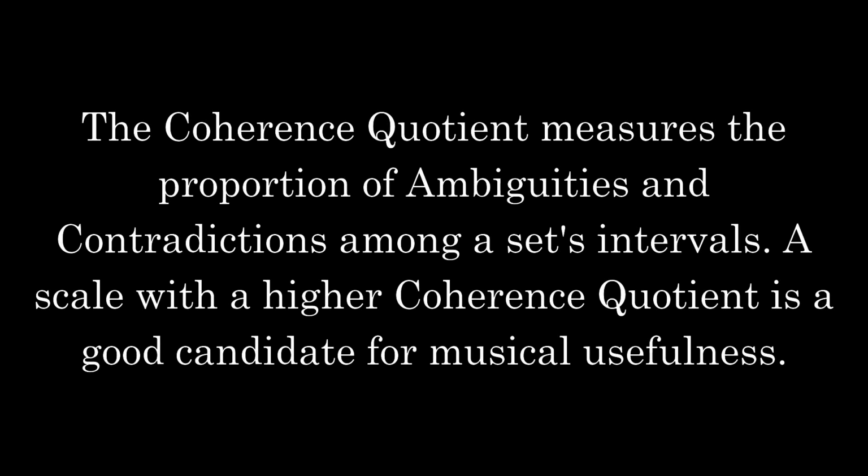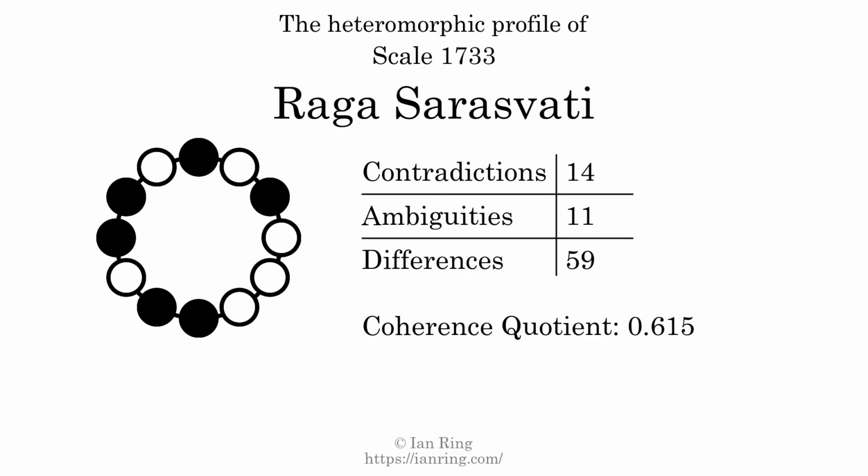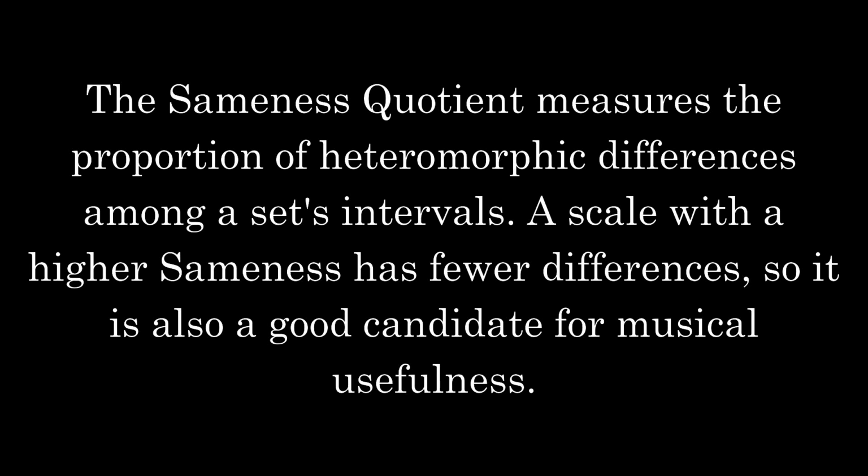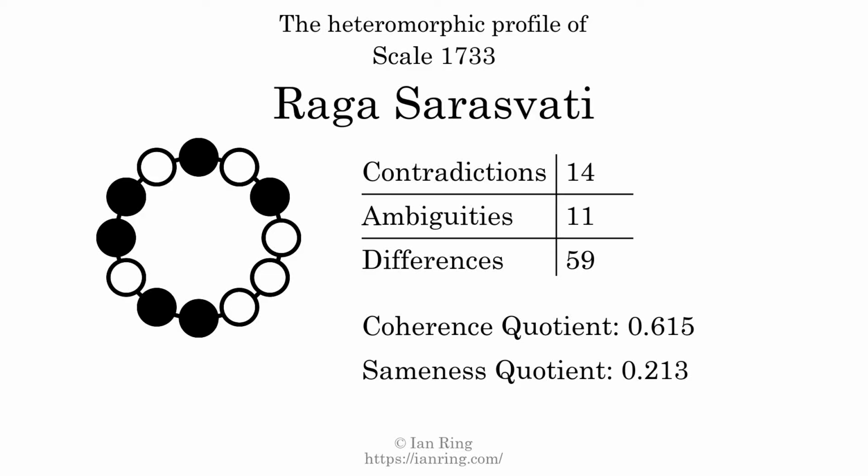The coherence quotient measures the proportion of ambiguities and contradictions among a set's intervals. A scale with a higher coherence quotient is a good candidate for musical usefulness. The coherence quotient is 0.615. The sameness quotient measures the proportion of heteromorphic differences among a set's intervals. A scale with a higher sameness has fewer differences, so it is also a good candidate for musical usefulness. The sameness quotient is 0.213.